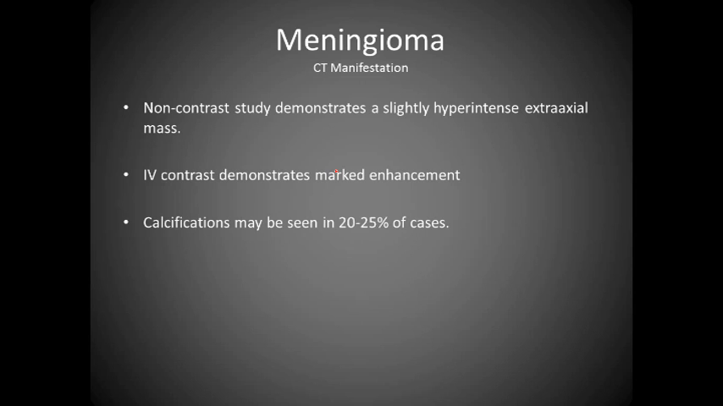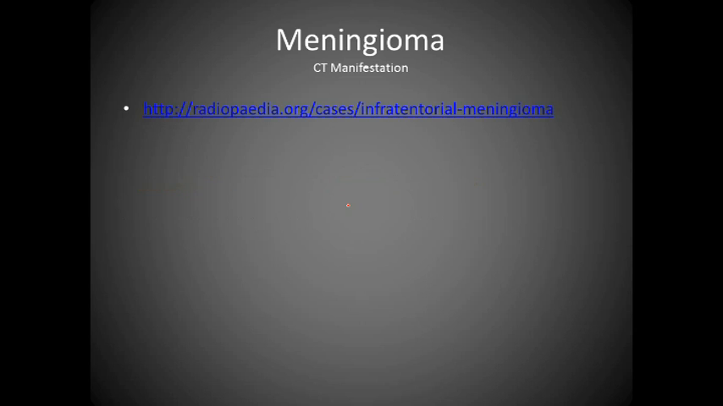So for CT, we see that non-contrast studies demonstrate a slightly hyperdense extraaxial mass, and so you're going to see possibly hyperdense. IV contrast demonstrates a marked enhancement, so it's going to enhance with IV contrast. And calcifications may be seen in 20 to 25% of all cases. And so you may see calcifications, but not likely. But IV contrast is going to be your really determinant step.